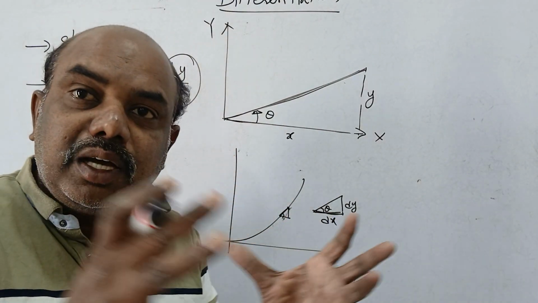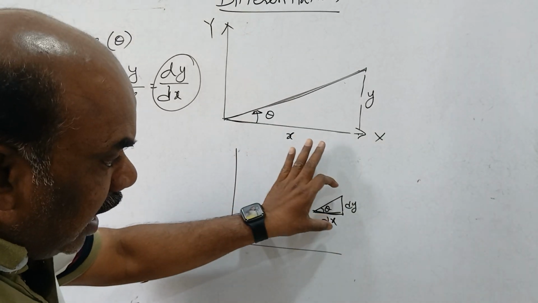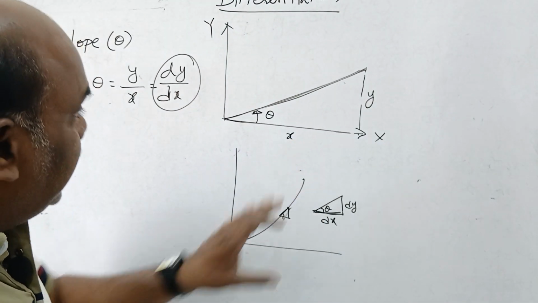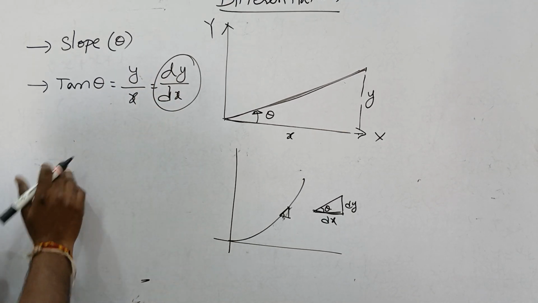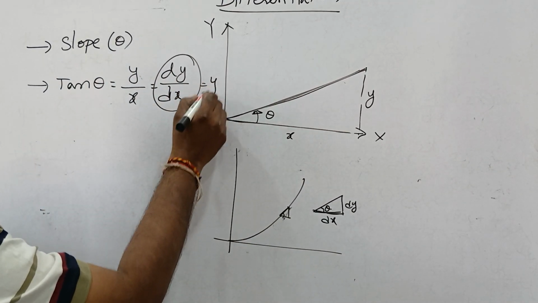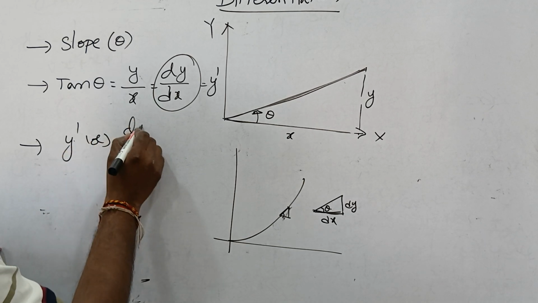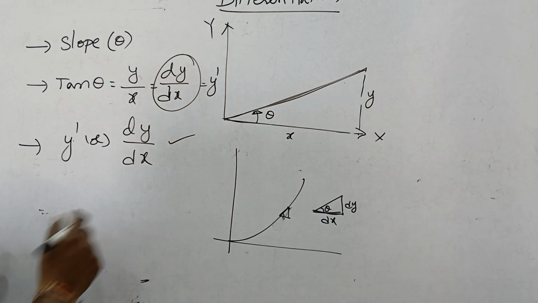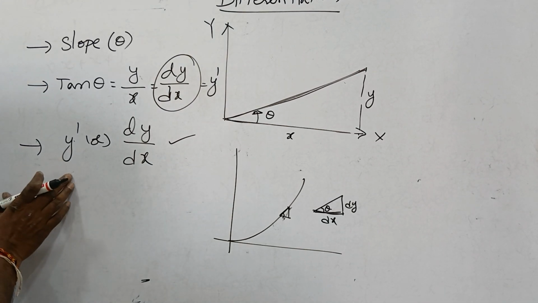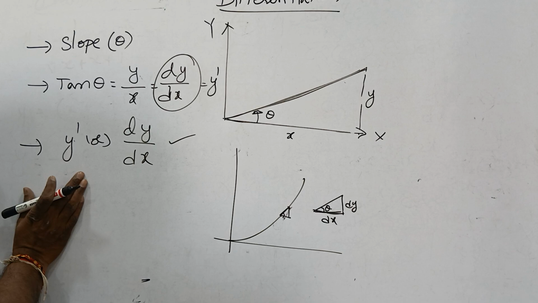Differentiation means splitting the whole part into smaller regions. This small region I wrote here, a small right angle triangle, tan theta we calculated. Tan theta is equal to dy by dx. We also call it y dash. We denote differentiation with y dash or dy by dx. Writing dy by dx all the time is a little difficult, so simply we denote it with y dash. Instead of writing dy by dx every time, we denote it with y dash.